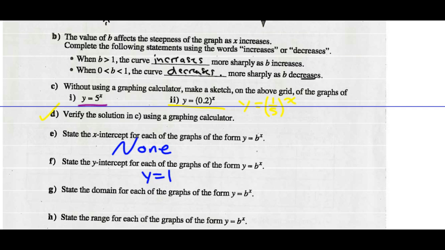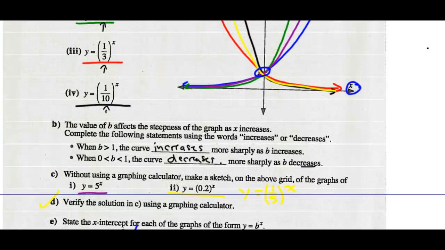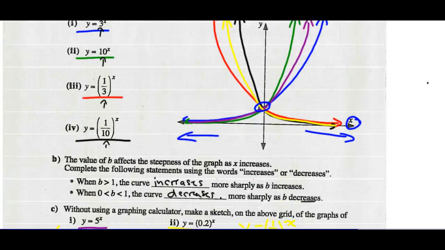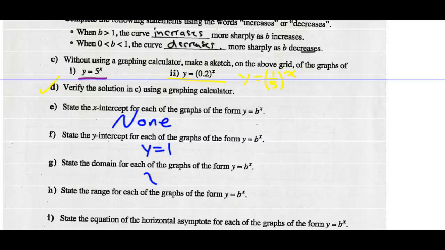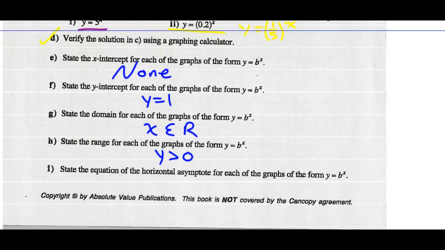State the domain for each of the graphs. Well, again, every one of these graphs goes forever right and forever left. So our domain is any real number. And every one of these graphs is above the x-axis. So y should be greater than 0. State the equation of the horizontal asymptote. Well, the horizontal asymptote is the x-axis, which has the equation y equals 0. All right.